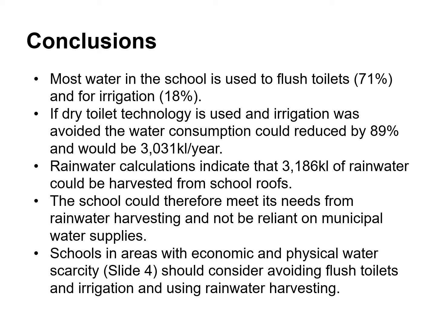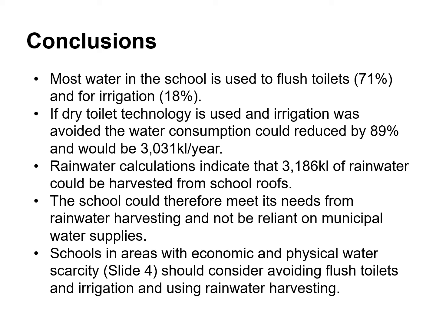So if you divert all the water from a lot of the school classroom roofs to rainwater tanks, you could harvest very substantial amounts of water that could meet all the needs of the school. And the school then would not be reliant on municipal water supplies and would be far more resilient. So it would never have to close if there was a water shortage or outages from the municipality.